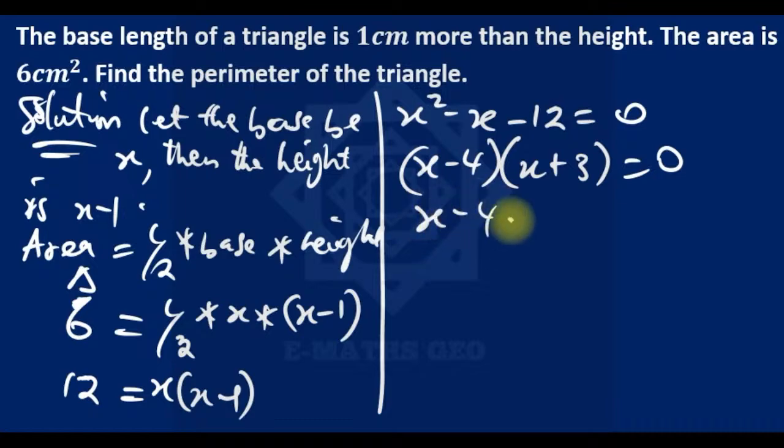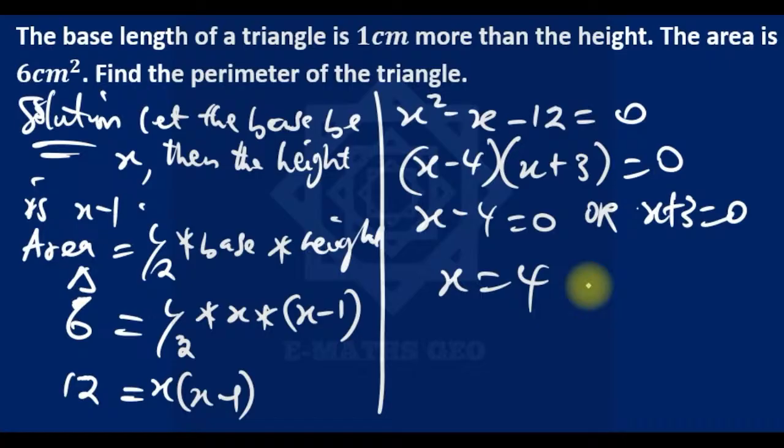Therefore, the product of two numbers to be 0 means that one of them must be 0. So either the first one is 0 or the second one is 0. So we have x is 4 or x is minus 3. But remember, we're asked to find the perimeter, but we are not given the third side.